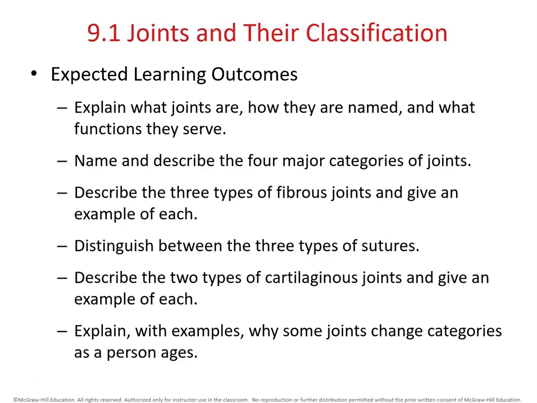Here in Section 9.1, we'll talk about a very clear definition of joints and how joints get their name, and the general function that all joints serve. We'll differentiate between the four major categories of joints. We'll talk about the three types of fibrous joints and look at examples. We'll talk about the three types of sutures and give examples. We'll talk about the two types of cartilaginous joints and examples. And we'll talk about why joints change as a person gets older.